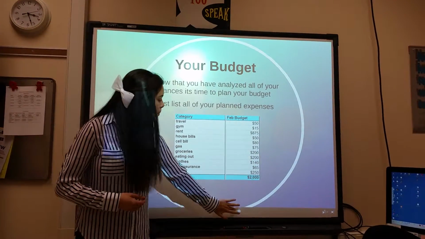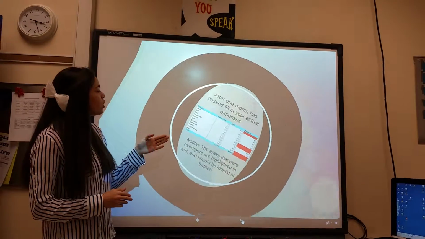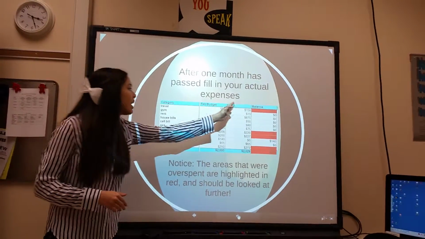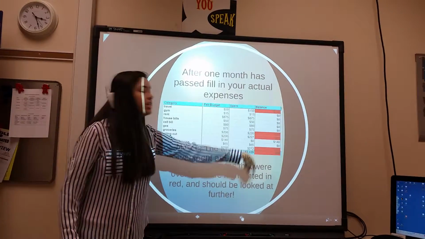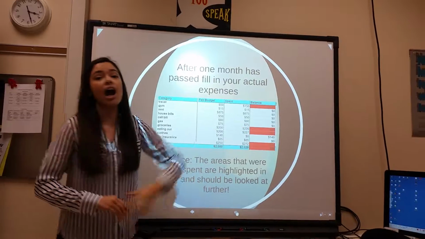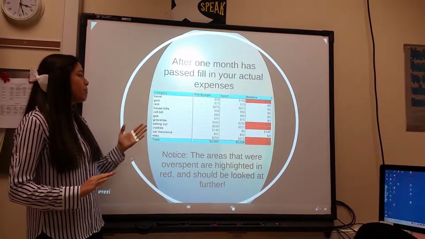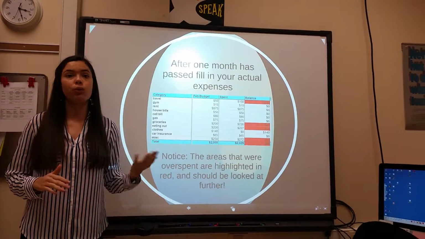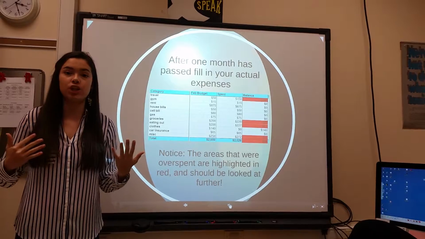Now, after the month of February has passed, then you're going to put your actual spending next to what your budget was. Then you see what the difference is in your third category. The areas that are highlighted in red, these are the areas that were overspent. And it makes it very clear to show you where you overspent and where you need to take a look at to possibly make some adjustments.